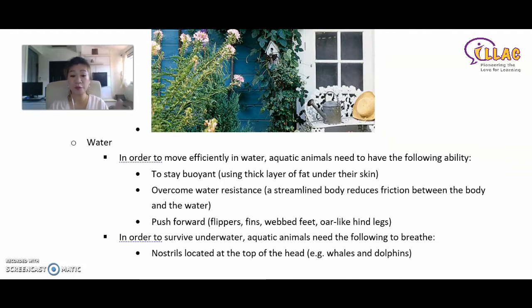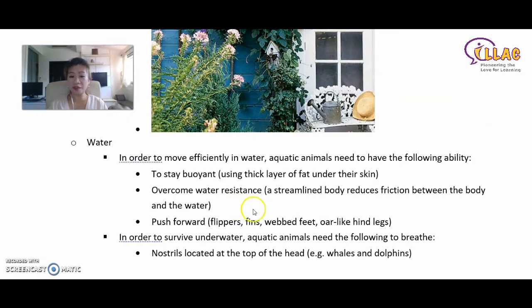In order to move efficiently in water, aquatic animals need to have the following ability. To stay buoyant, buoyant means to be able to float. They need a thick layer of fat under their skin, just like the penguins, just like the polar bears. They need a thick layer of fat under their skin in order to be able to float, right? To survive well in water.